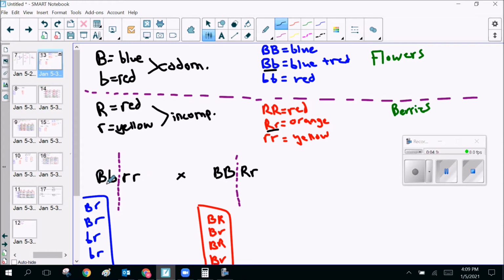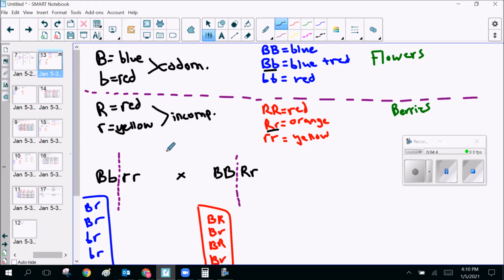Then we take the second B and we put it with both R's. So we do second B, lowercase r, lowercase b, lowercase r. And then these are all the possible gametes or sperm or sex cells that this individual can make. Now over here with this individual, we're going to do the same thing. So capital B to capital R, capital B to lowercase r, capital B to capital R, capital B to lowercase r. And these are all the possible sex cells or egg cells that this individual can make.